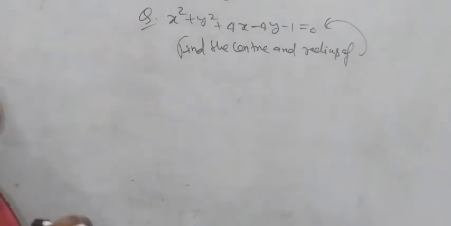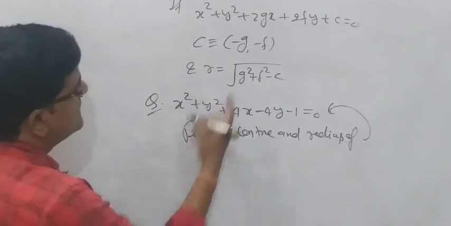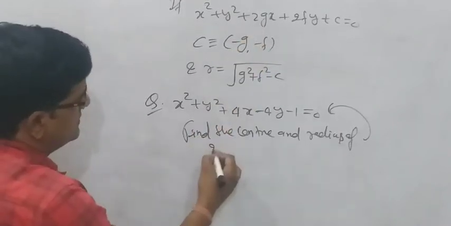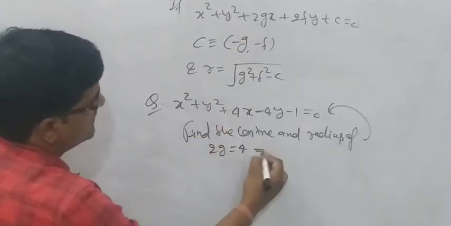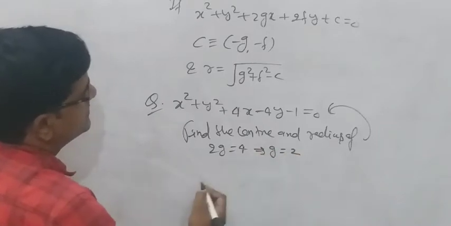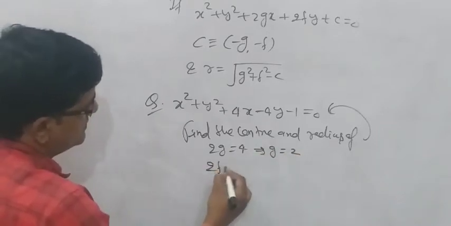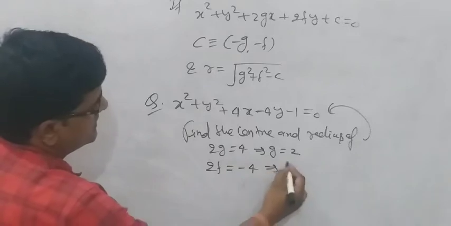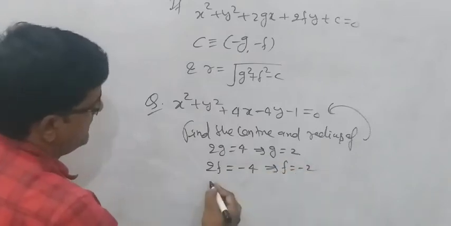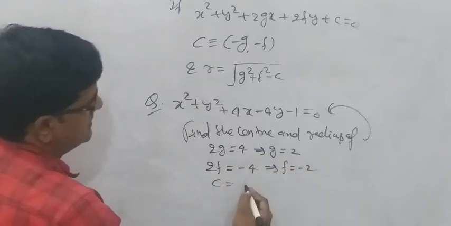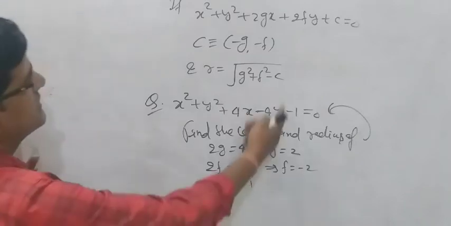First of all, we have to compare this equation. Here 2g is equal to 4, and g is equal to 2. Then 2f is equal to -4, f is equal to -2. And c is equal to -1. Clear?